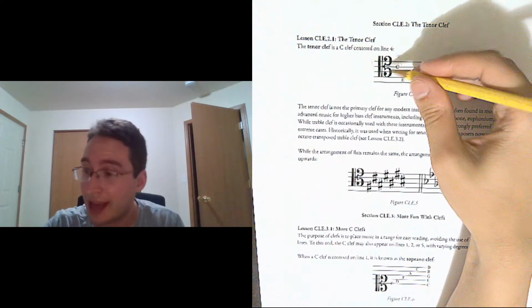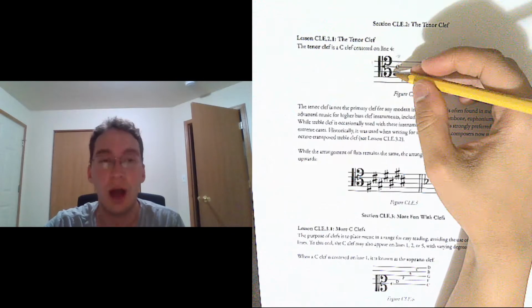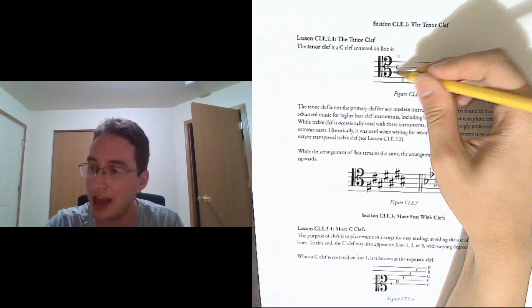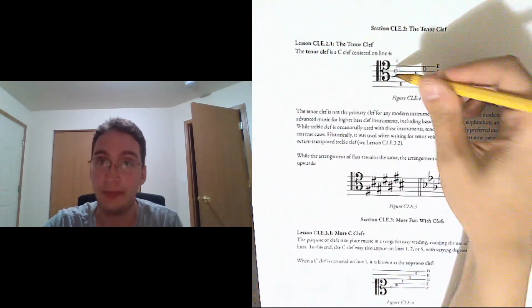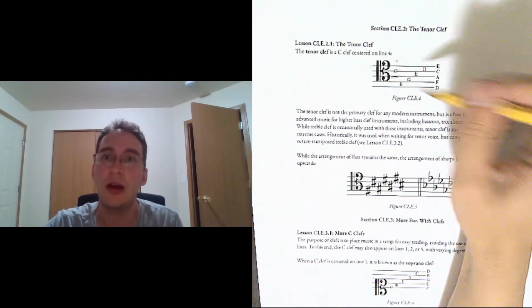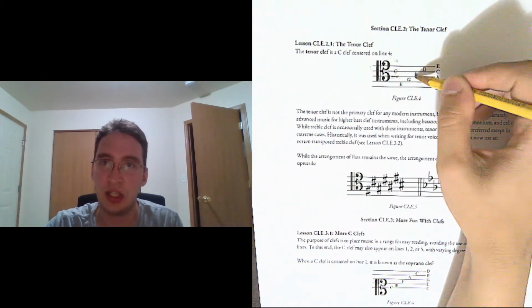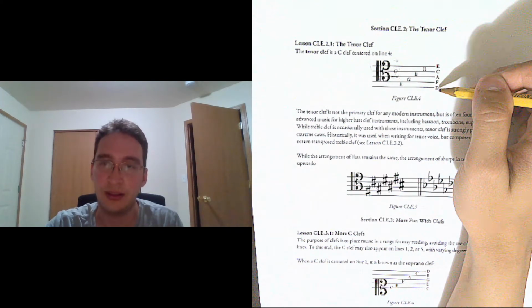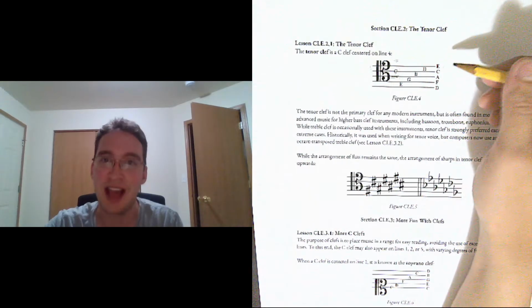Welcome to lesson Clef.2.1 on the tenor clef. So we talked last time about how the C clef has two common positions in the modern era. The alto clef is centered on the third line, whereas when it's centered on the fourth line, we call it the tenor clef. So you have the note C, then E, G, B, and D as your spaces, and D, F, A, C, E as your lines.